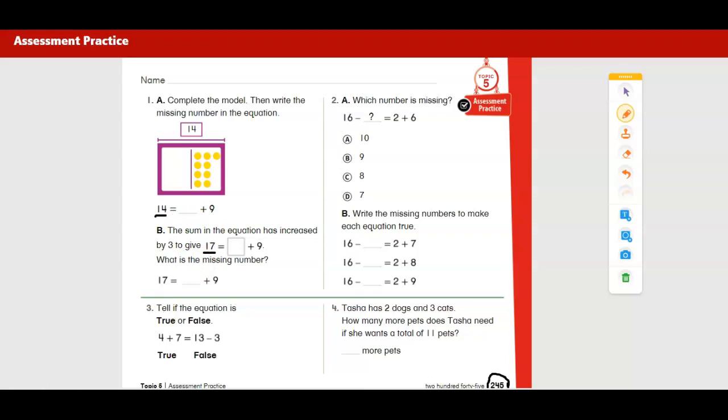And please remember to pause the video as needed when you're working through, because I'm just doing this video to read you your questions. So you will need to pause the video to give yourself time to work on the problems.